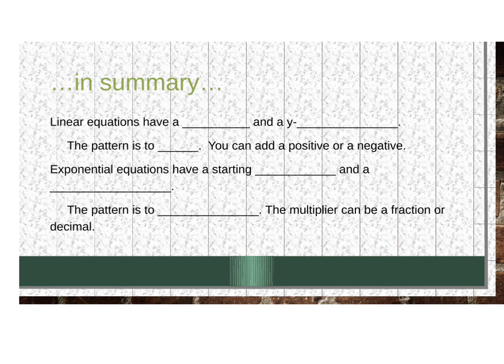All right, let's have a little summary. Linear equations are y equals mx plus b, right? So they have an m, or a slope, and a y-intercept, or b. The pattern is to add. You add a constant number, the same number each time. You can add a positive or a negative number, but it has to be the same number each time.